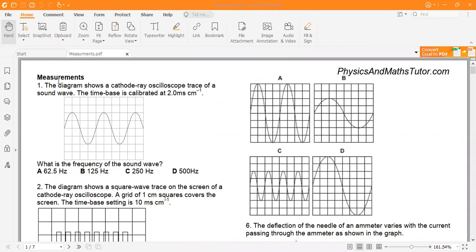So the diagram shows a cathode ray oscilloscope trace of a sound wave. The time base is calibrated at 2 milliseconds per centimeter. What is the frequency of the sound wave?